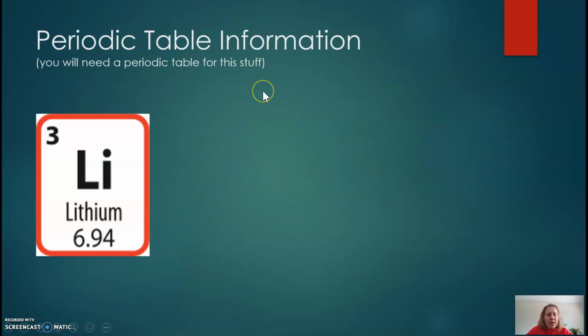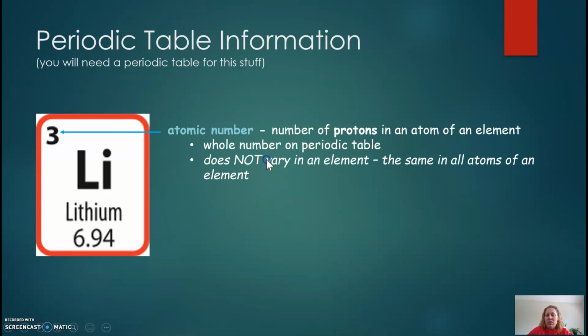You look at the periodic table. So here's one of those squares. I just picked lithium. The top number is called the atomic number. The atomic number is always going to be the whole number. It's always your number of protons. That does not vary in an element; it is the same in all atoms of that element. That's why it determines the identity.